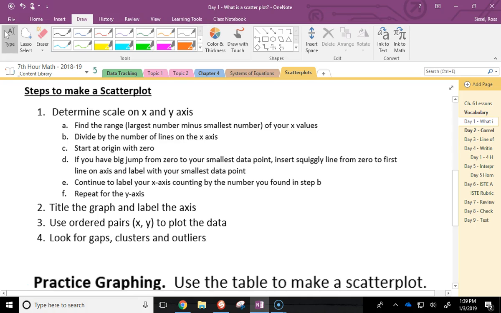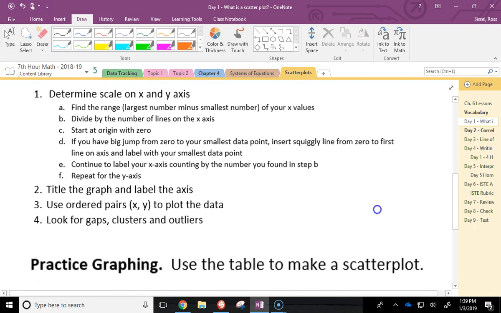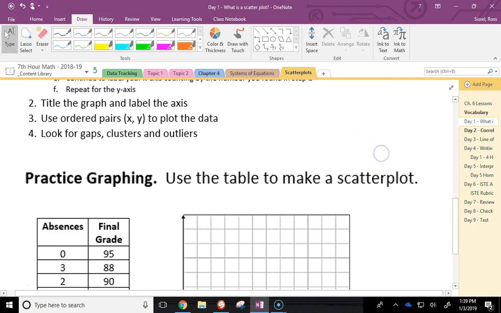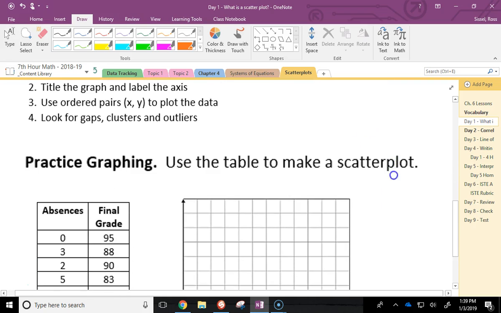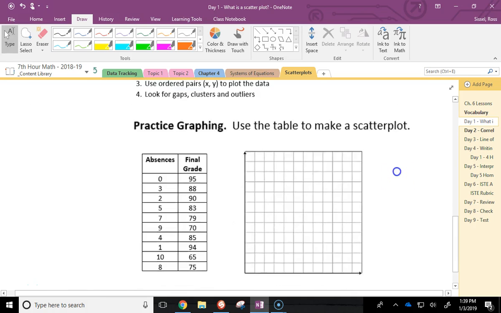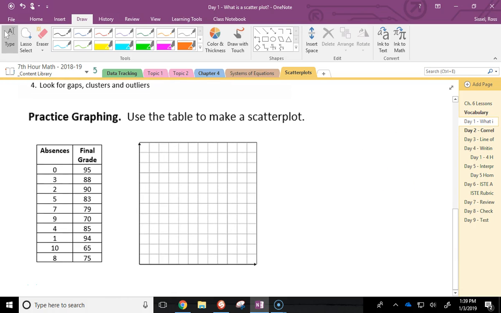Just do them step by step. But we're going to work on this one. If you look on the page right below, it's the pink one. It's the same flap. It says practice graphing. Use the table to make a scatter plot. We're going to do it together.